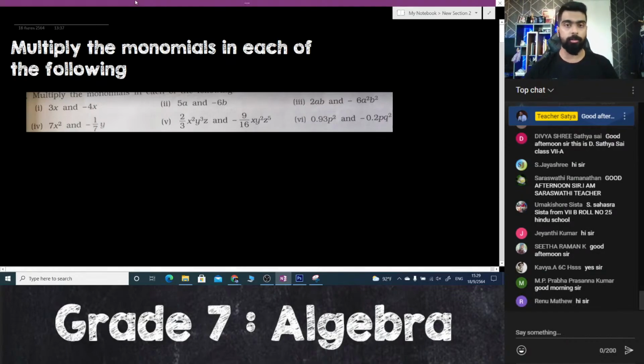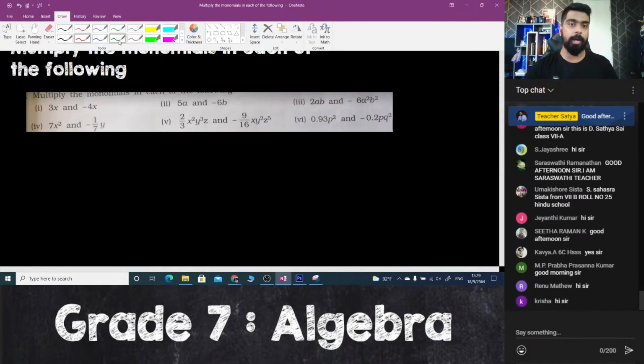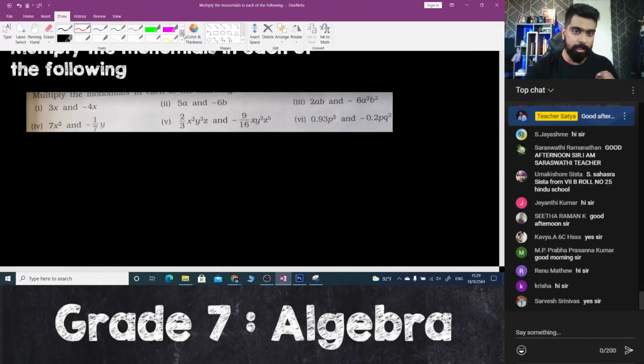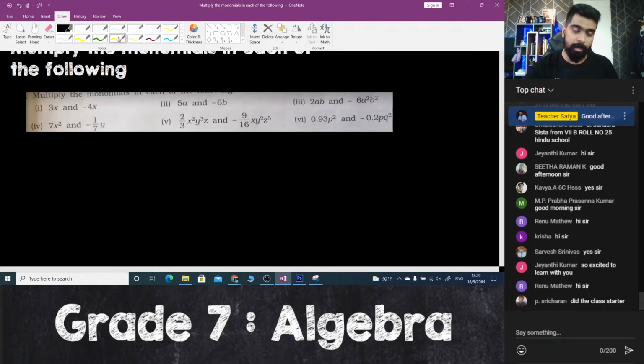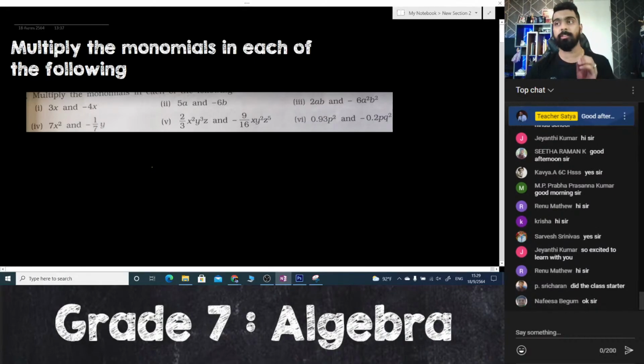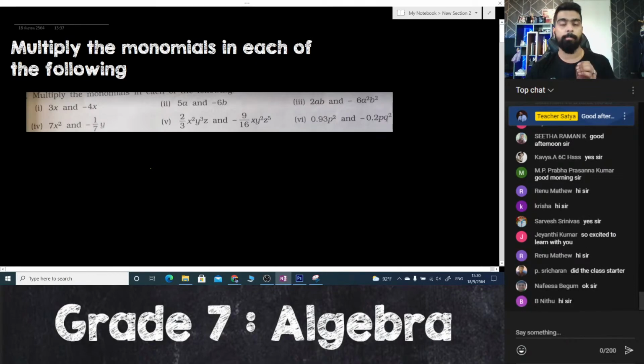All right, guys. First of all, let us start off with algebra. I hope you know what we mean by algebra, right? Let's say we have any expression, x, y, z, followed by any number. We would call that algebra. So in this case, we will be multiplying algebraic expressions. I have many questions for you, so let us take it step by step.